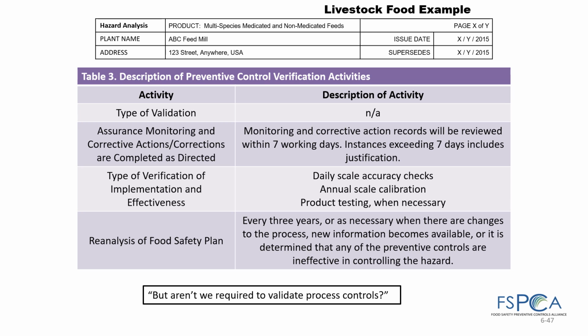Okay, and then verification of implementation and effectiveness gets a little bit more complicated. Remember, we're verifying that implementation is happening, so that includes our machinery and making sure that it's consistently working correctly. So we're going to check the accuracy every day, and we're going to do an annual scale calibration. And then for the effectiveness side of this, I'm going to do product testing when necessary. Okay? Reanalysis, that should look familiar, every 3 years or as necessary. All right.